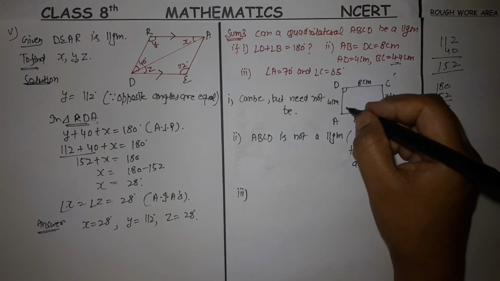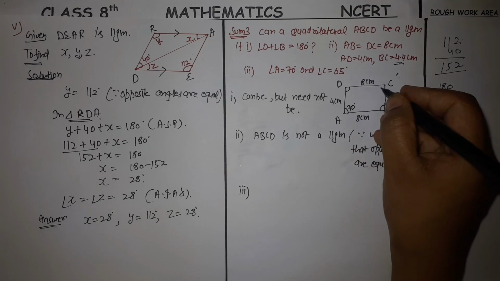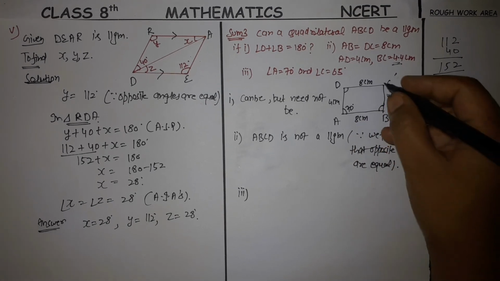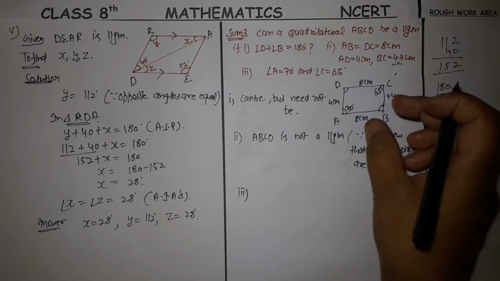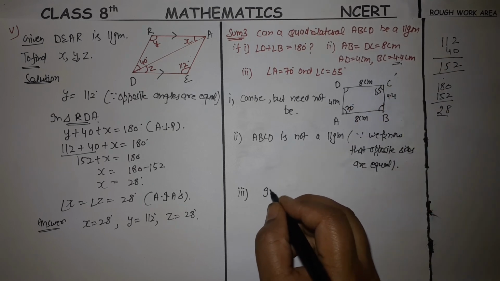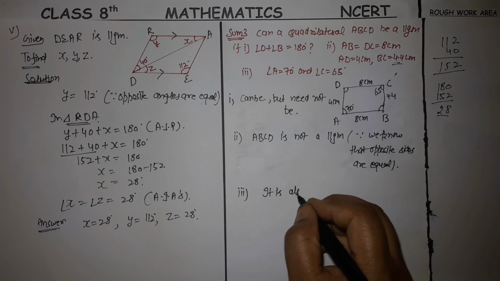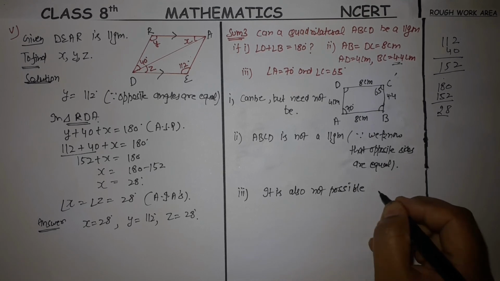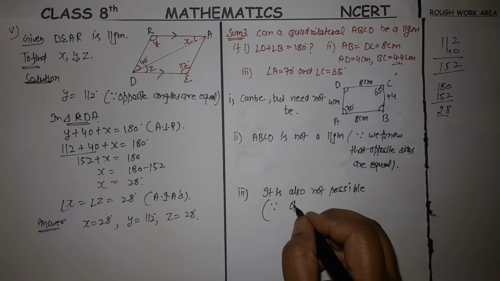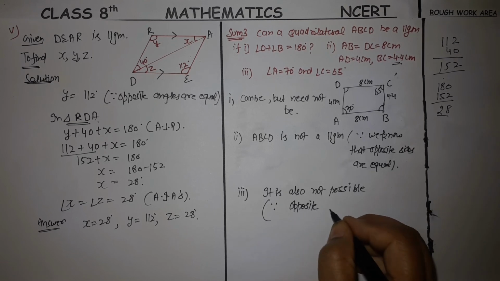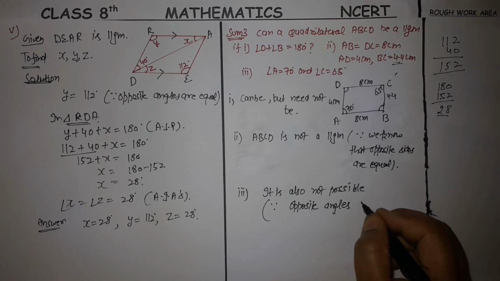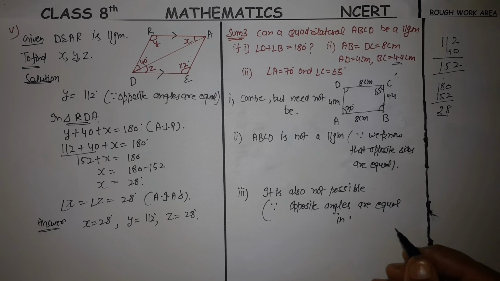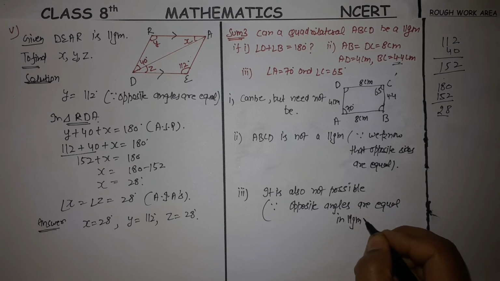Next, part third. Angle A 70 degrees. Angle C 65. It is also not possible, because opposite angles are equal in a parallelogram.